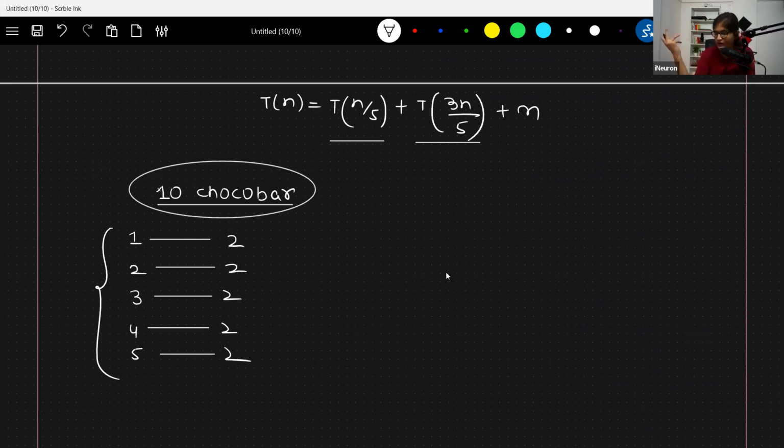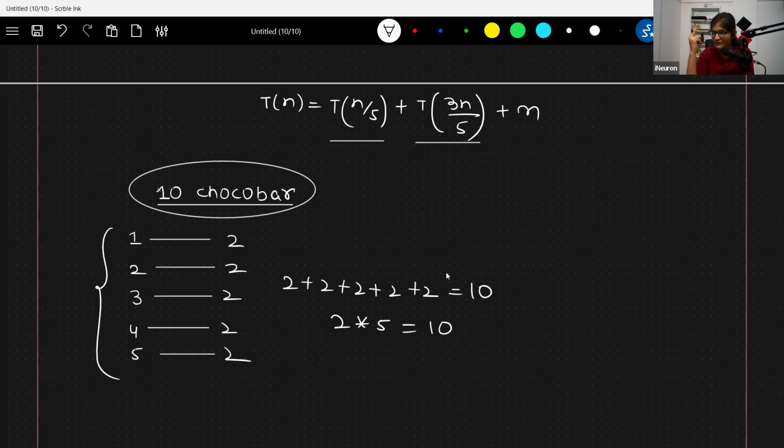How many choco bars do you have? How will you evaluate? 10. How will you be able to get that? Some student will say that what I did is 2 plus 2 plus 2 plus 2 plus 2. The answer is 10. Someone can say that I did 2 into 5. I got the answer as 10.